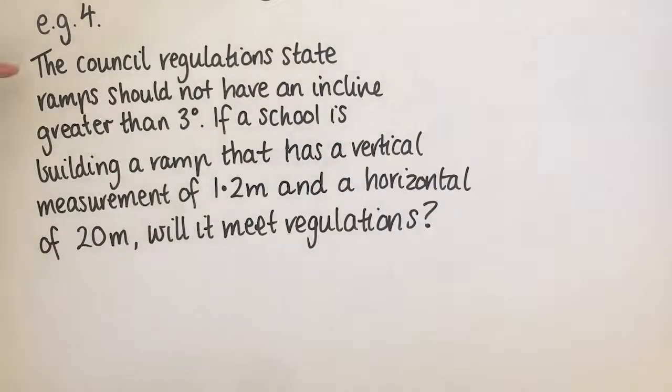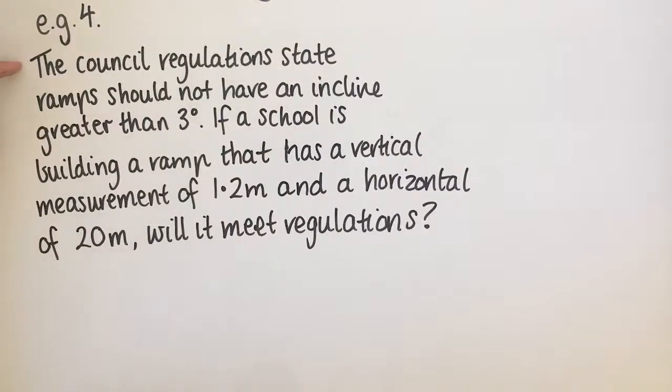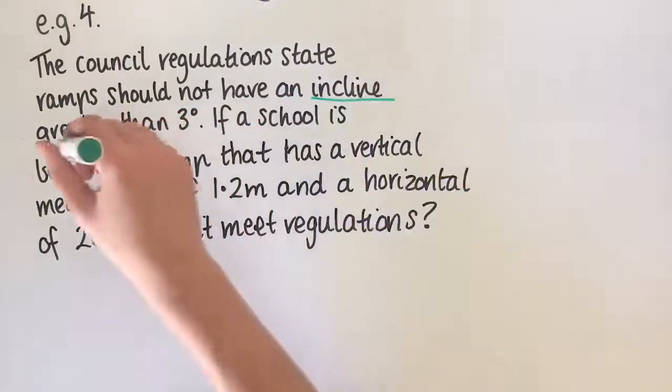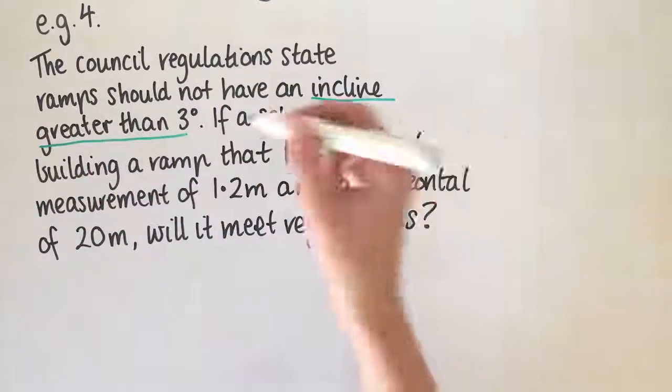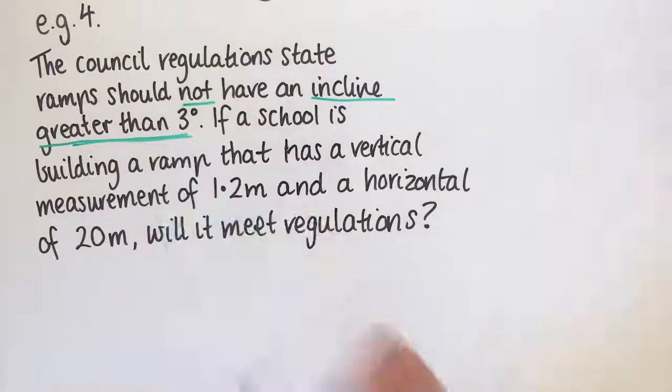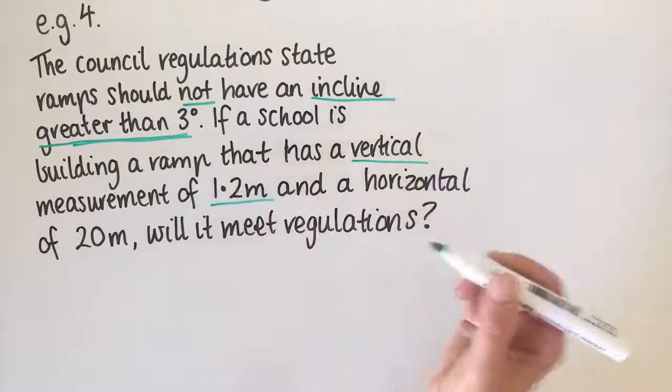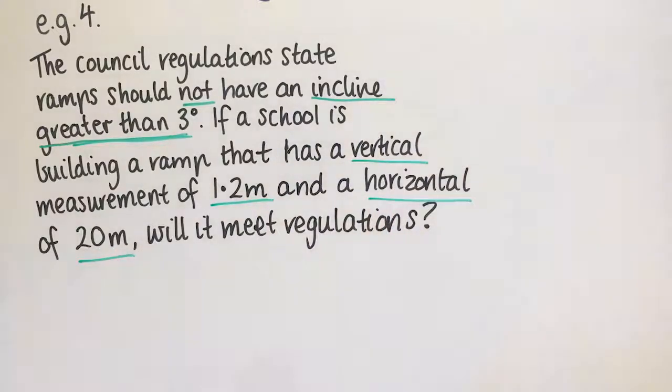For this last one, we've got council regulations state ramps should not have an incline greater than 3 degrees. If a school is building a ramp that has a vertical measurement of 1.2 metres and a horizontal of 20 metres, will it meet regulations? So the incline should not be greater than 3 degrees. So the school's ramp is vertical 1.2 metres and horizontal 20 metres.